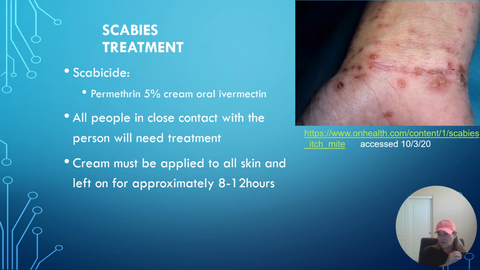Treatment for scabies, okay, you can see here, maybe in these little pictures, where the mites are, the little brown dots. But treatment for scabies, permethrin 5% cream, or oral ivermectin are antiparasitic medications that can treat this disease. So permethrin 5% topically, and then in really severe cases, we'll give them the oral ivermectin.